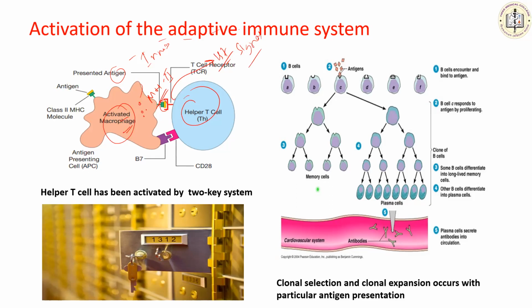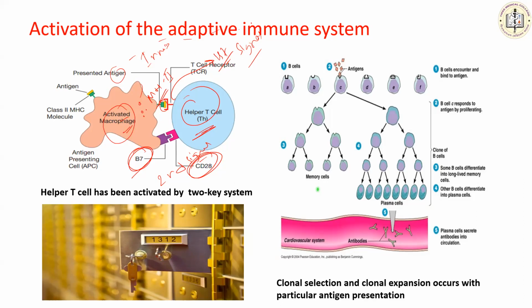There is another signal present, and you need to know what the signal is. This is the antigen presenting cell, it has B7. And this is the CD4 T cell, it has CD28. This is the second signal. Both signals are needed for proper immune cell activation. So why are two signals needed?